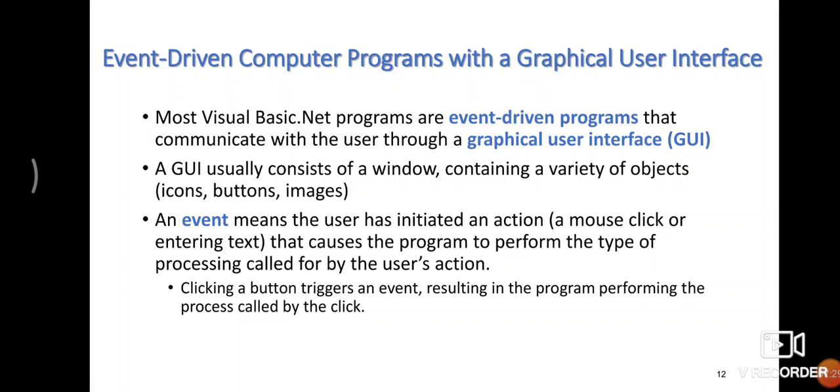So this sort of thing can be called the event-driven programming paradigm, which communicates with the user through a graphical user interface, GUI. A graphical user interface consists of a window containing a variety of objects like icons, bars, buttons, and images. An event means the user has initiated an action, as I have told, you have clicked or stored a file, and thereby you execute or initiate some actions. That is why it is called event-driven, and that causes a program to perform the type of processing called user actions.